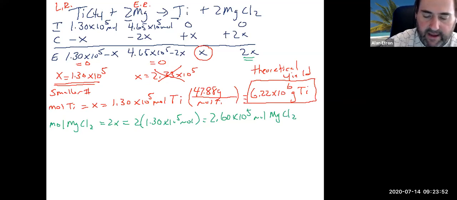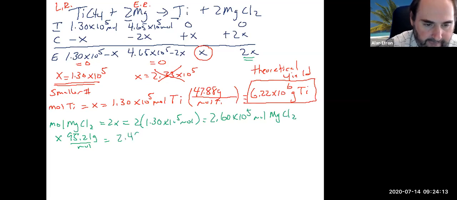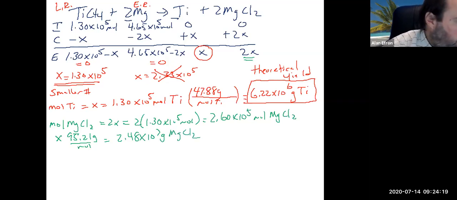And if we use the molar mass of that, which is like 95.21 grams per mole, we would end up with something like 2.48 times 10 to the 7 grams of MgCl2 was produced.